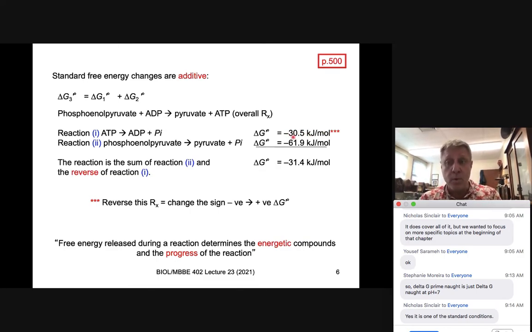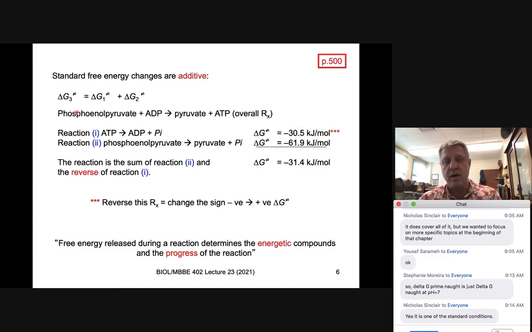But we get more energy when we see phosphoenol pyruvate being degraded to pyruvate and inorganic phosphate. We get negative 61.9 kilojoules per mole. But the issue is, when we look at our particular reaction number one, it's not in the right orientation, because it's indicating that ATP to ADP and Pi is negative 30.5 kilojoules per mole. That's why it's got this little red arrow here.